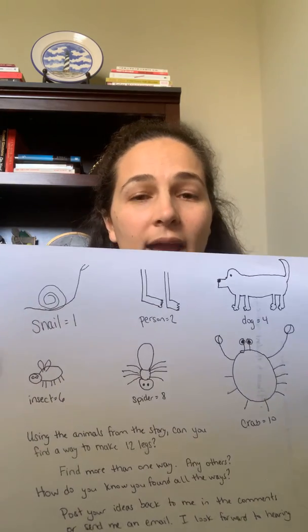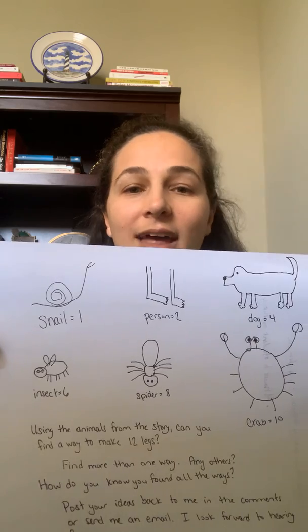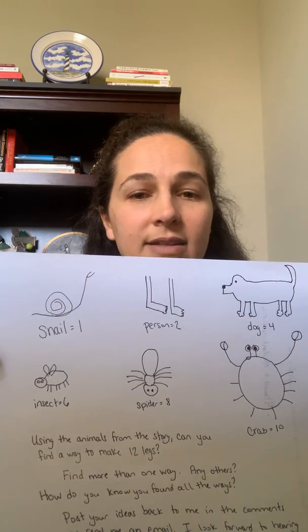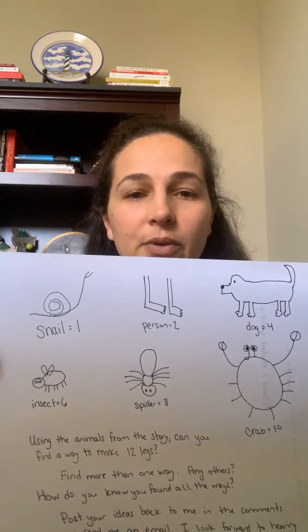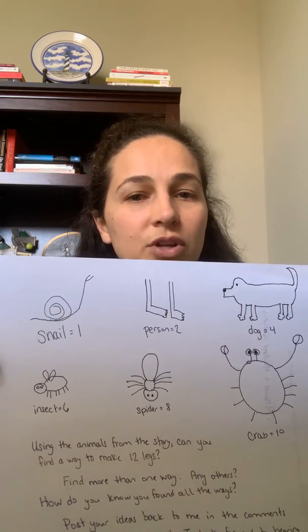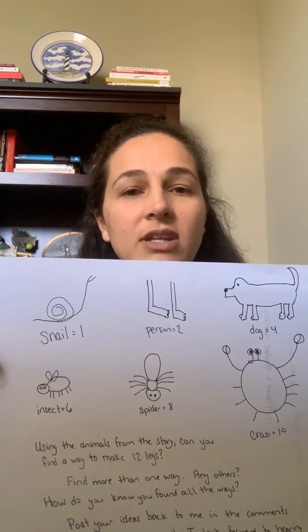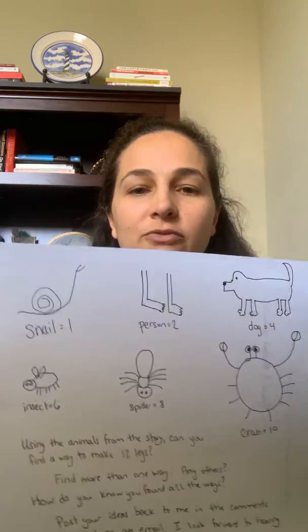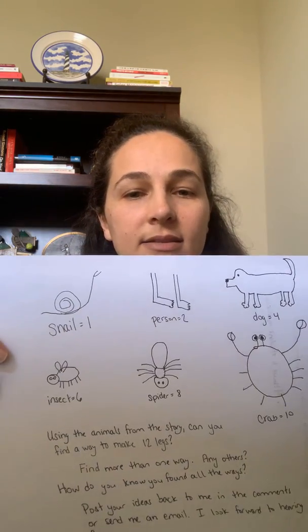I'd like for you to use the animals from the story and see if you can find a way to make 12 legs. Do you think there's more than one way you can make 12 legs? If so, see if you can find another way to make 12. And for you children who are older, you might want to think about 72. What are the different ways that we can make 72 legs? How do you know that you have found all the different ways?